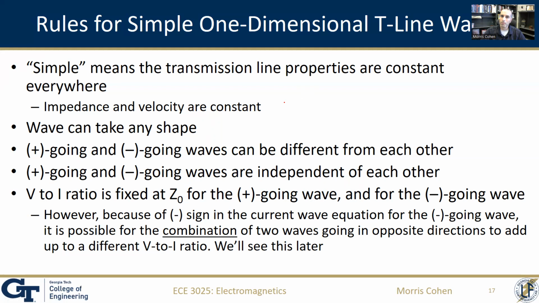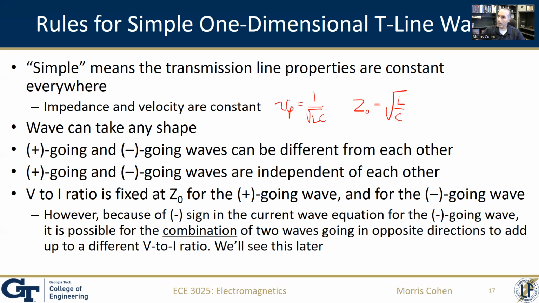In particular, the propagation velocity was 1 divided by the square root of LC, and the intrinsic impedance Z0 was the square root of L divided by C. Now, a wave can take any shape we want it to be. Anything that's moving along the transmission line with this propagation velocity and with this impedance ratio is going to work.